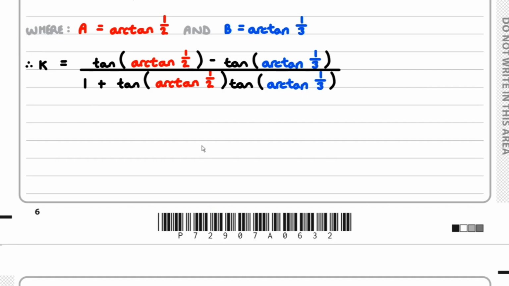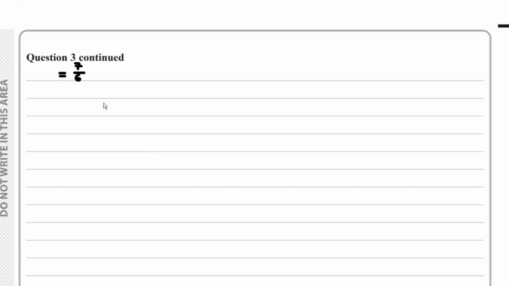Recognizing that the tan of the arctan of a half is just a half, and the tan of the arctan of 1/3 is just a third, we end up with a half subtract a third over 1 plus a half times by a third. So for the numerator we have a sixth, for the denominator we have 1/7. We end up with 7/6.